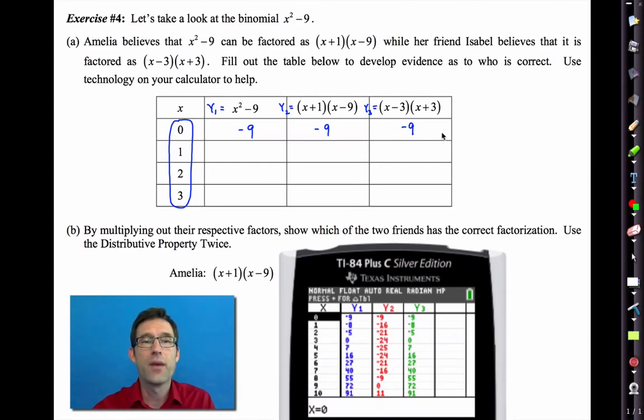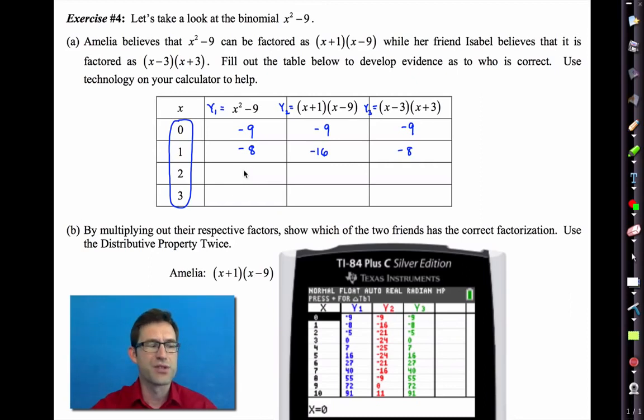Maybe they are. But when we put x equals 1 in, we find that the first expression is negative 8, the second expression is negative 16, and the third expression is negative 8. Now immediately what that tells me is that the first and the second can't be equivalent because they have different values for the same value of x. But it still seems like 1 and 3 are the same.